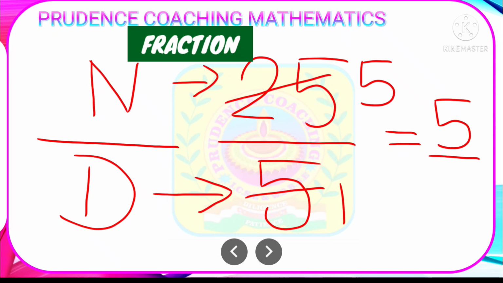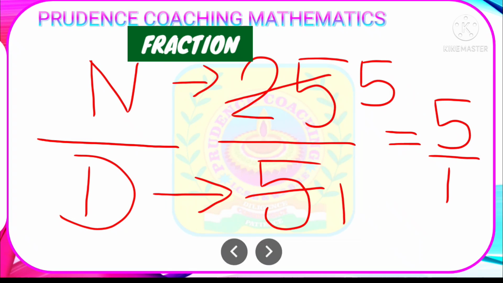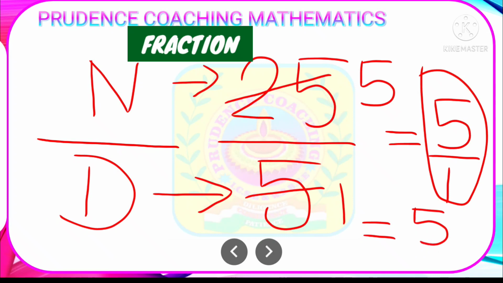So these two fractions are known as equivalent fraction, because after cancelling the HCF, we are getting the same numerator and denominator in both the fractions. So my dear students, can you tell me, whenever I am writing 5 by 1, can I write this 5 by 1 as 5? Yes, we can. Why we can? Because whenever we don't write anything in the denominator, that means by default we have 1 here.